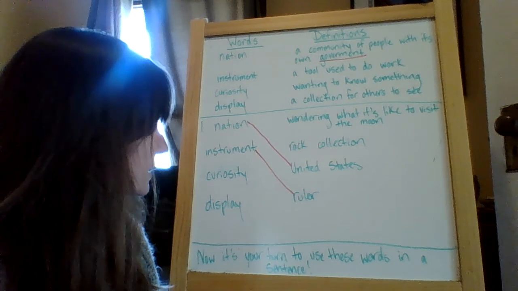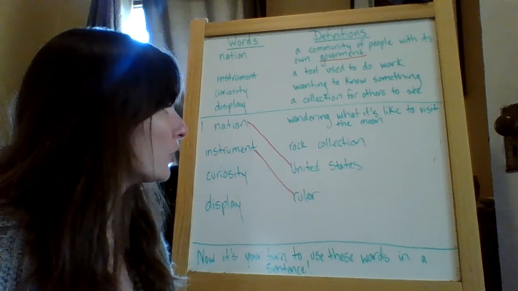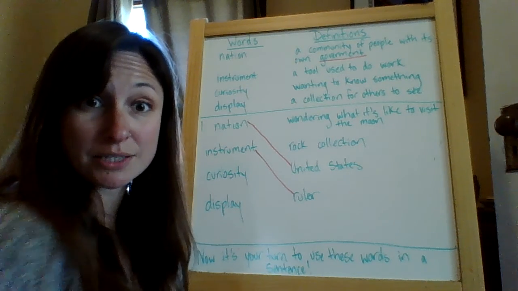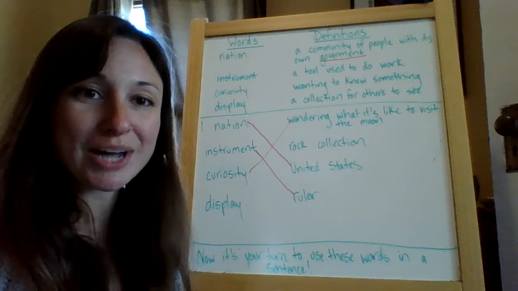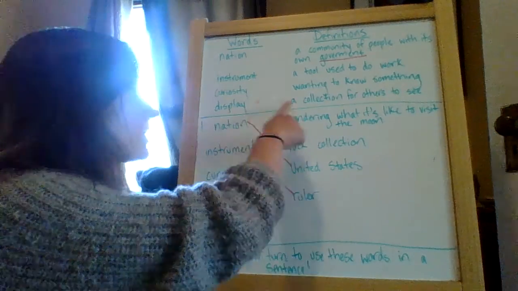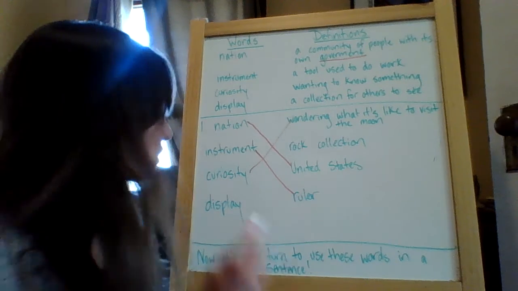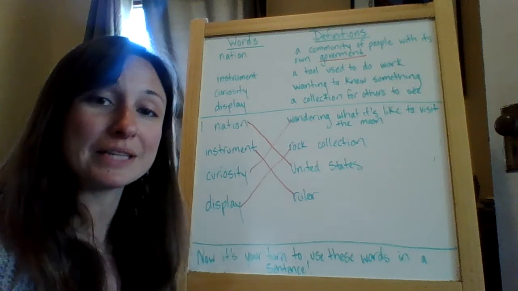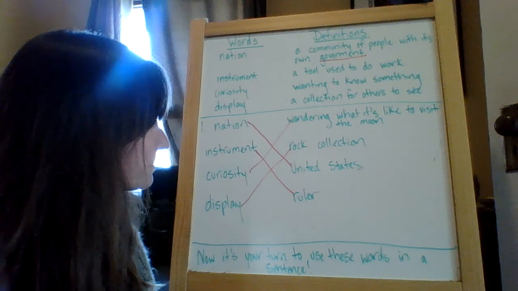Next, we have curiosity. Curiosity is wanting to know or learn something. So is wondering what it's like to visit the moon, is that a curiosity, something you're curious about? Absolutely. So curiosity goes to the top one. And then last but not least is display. Now remember, display, the definition for that is a collection for others to see. So one type of display could be a rock collection. So your line from display should go up to rock collection.